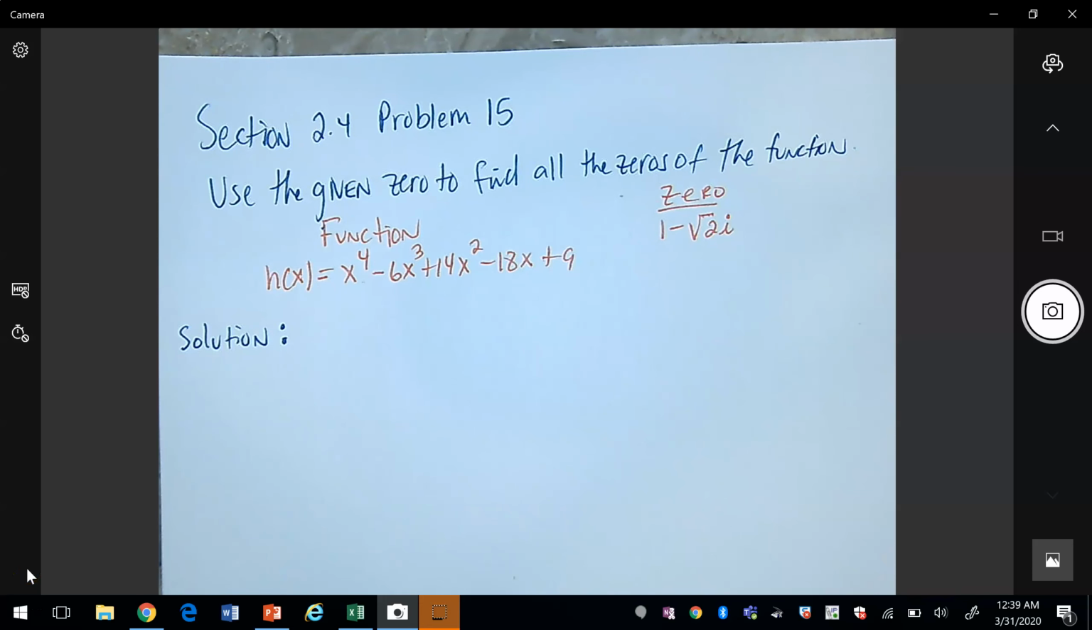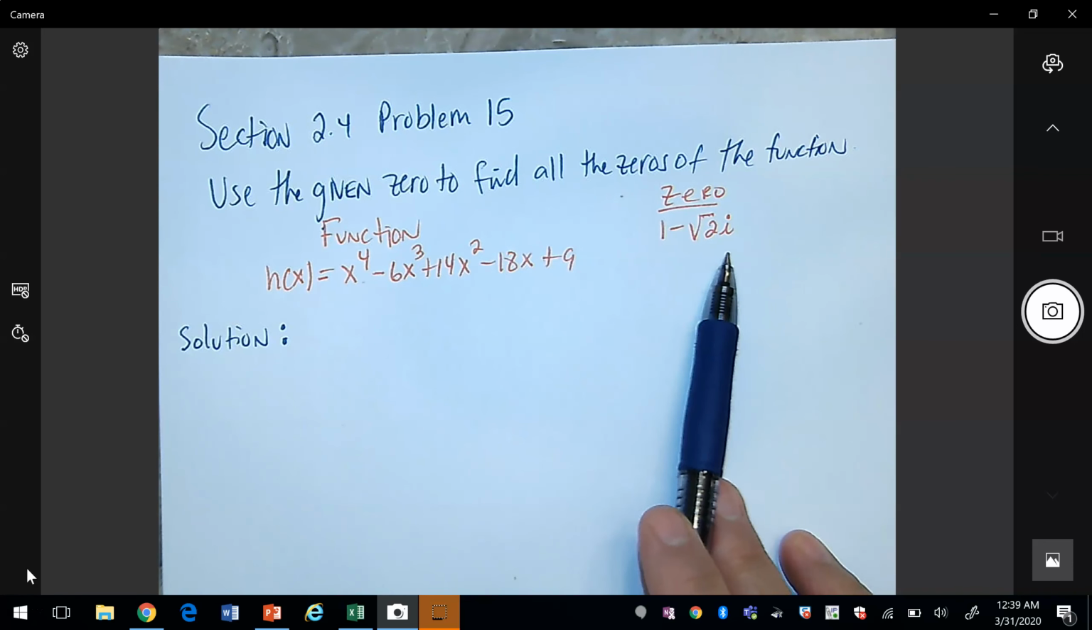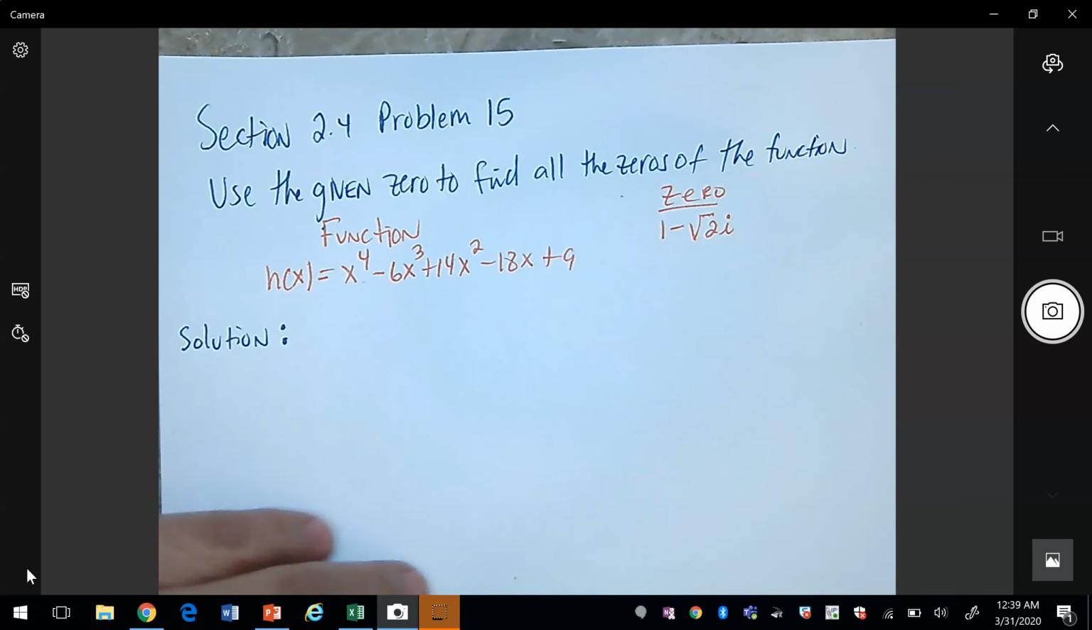Okay, this is example section 2.4, problem 15. Use the given zero to find all the zeros of the function, given the function and that 1 minus square root of 2i is a zero.